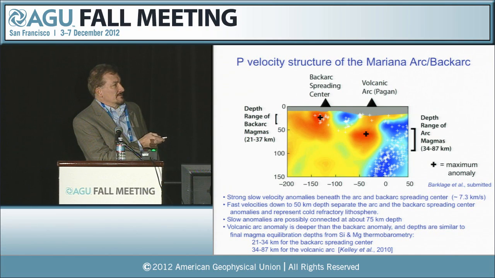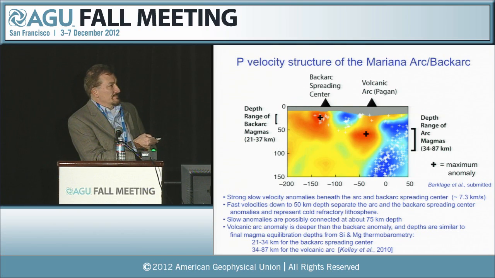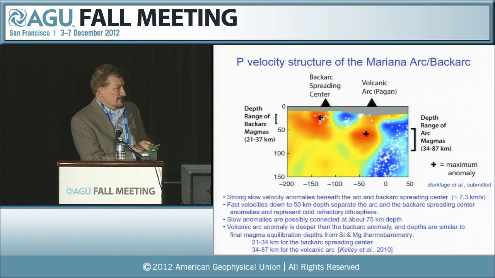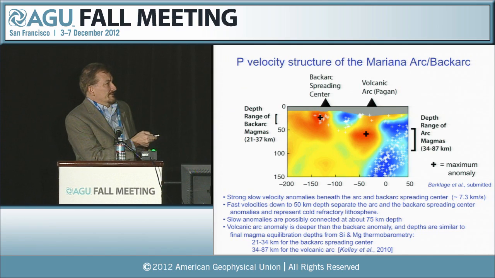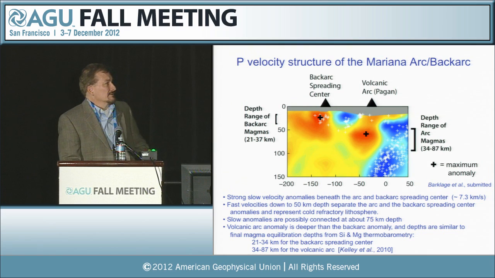There's maybe some interaction between these zones at depth. If there is an interaction, it'd be at depths of like 70 to 100 kilometers. The arc has the maximum anomaly at about 60 or 70 kilometers depth, whereas the Backarc, the maximum anomaly is more like about 20 kilometers depth.